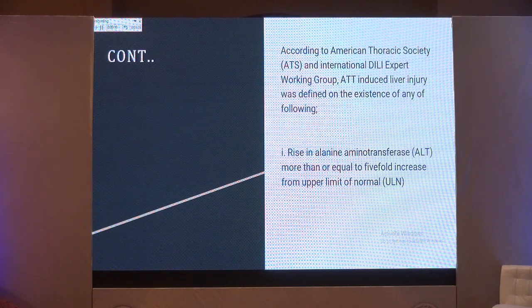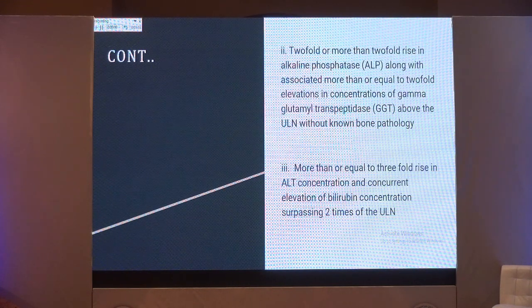The first is a rise in alanine aminotransferase of more than or equal to 5-fold from the upper limit of normal in an asymptomatic patient. The second is a 2-fold or more than 2-fold rise in alkaline phosphatase, associated with more than or equal to 2-fold elevation in the concentration of GGT above the upper limit of normal, without any bone pathology. The third criterion is a rise of more than or equal to 3-fold in ALT concentration with concurrent elevation of bilirubin concentration surpassing 2 times the upper limit of normal.